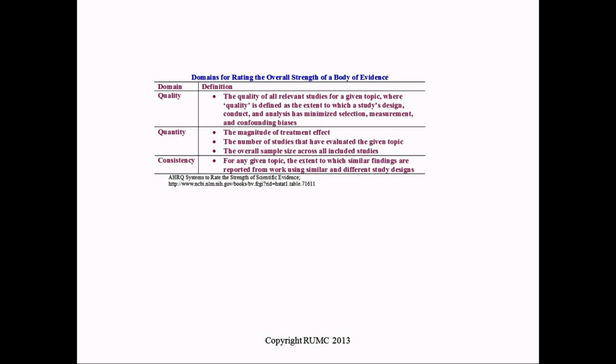The quantity is, what is the treatment effect, what is the outcome, and also the quantity in terms of, have other studies supported this finding, or is it just one study and many others that differ? And then consistency takes a look at the extent of similar findings reported from work using either similar designs and populations, or different studies and populations.